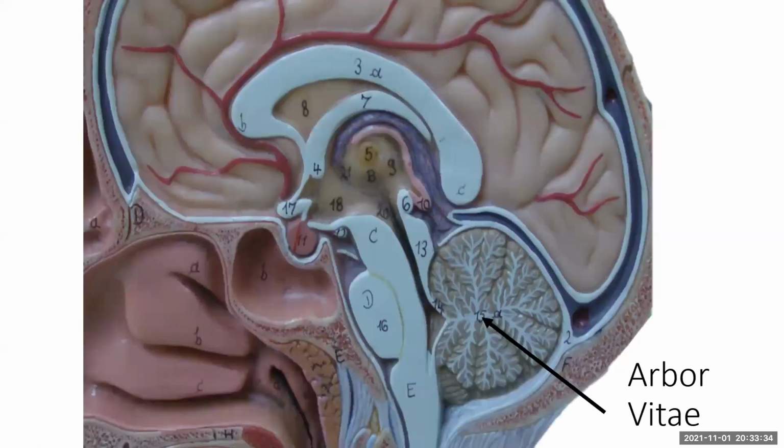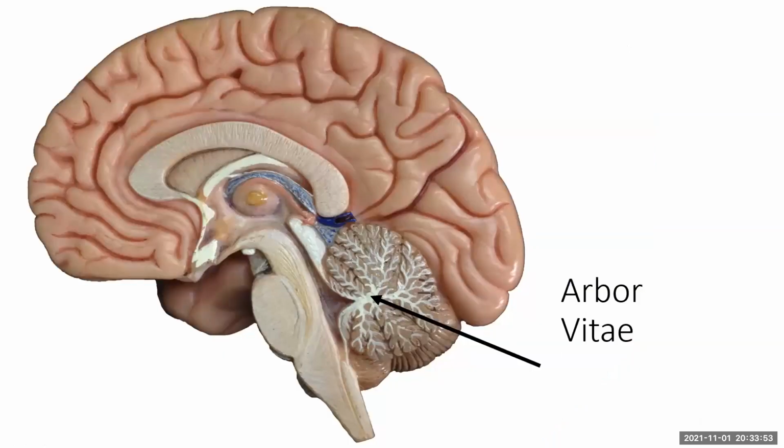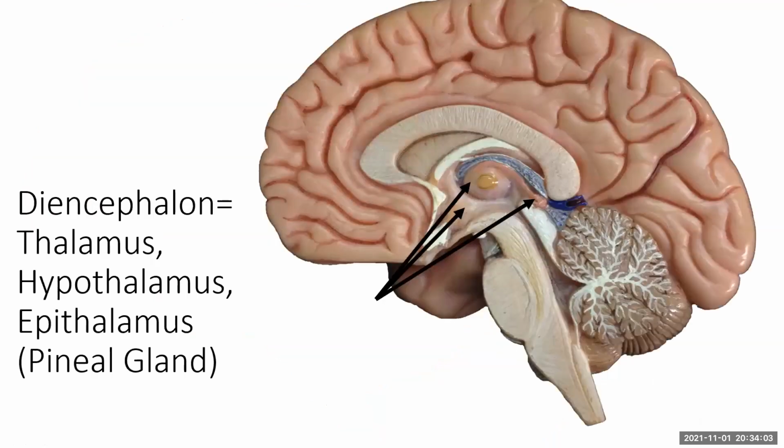Then, if we mid-sagittal cut through the brain, you'll notice we have white matter on the inside of the cerebellum, and we call that arbor vitae. Tree of life, arbor vitae. Right, that's the arbor vitae.